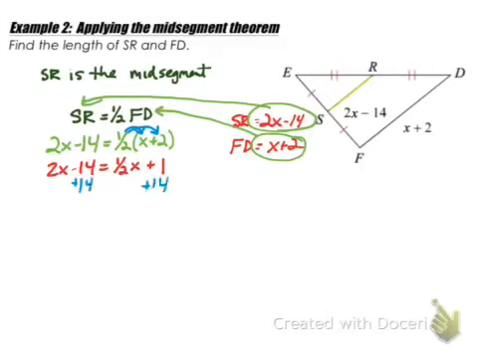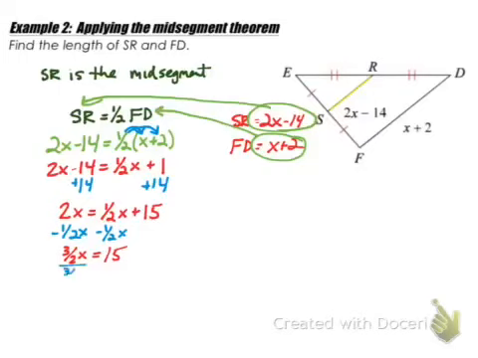Then we're going to add 14 to both sides, trying to solve for the value of x. We get 2x is equal to one half x plus 15. So we're going to bring the one half x to the other side of the equation. You get 3/2 x equals 15. Divide both sides by 3/2, and x is equal to 10. Now we're not done. We found the value of the variable x, but now we have to figure out the lengths of SR and FD.